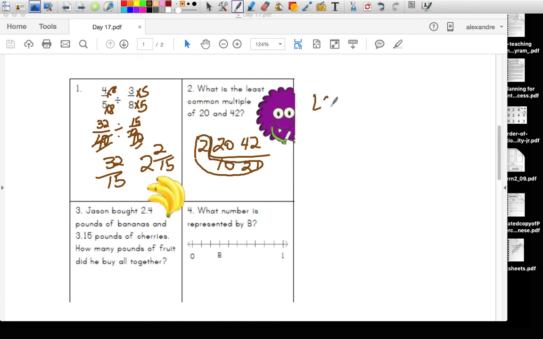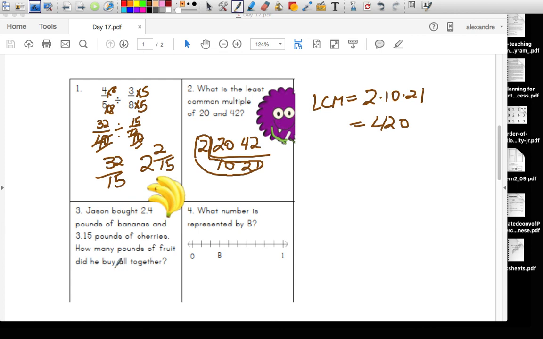So it's going to be the LCM. The GCF would have been 2. But the LCM is 2 times 10 times 21. And that's going to give us 10 times 21 is 210, 420. That's the LCM, the smallest number that is a multiple of 20 and 42 is 420.